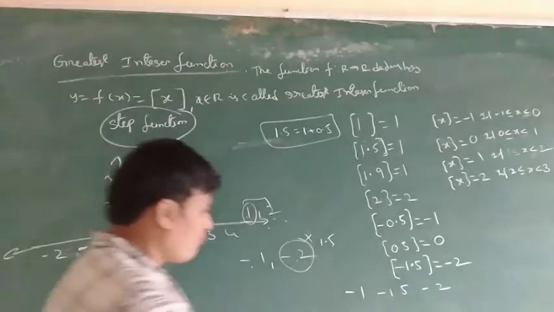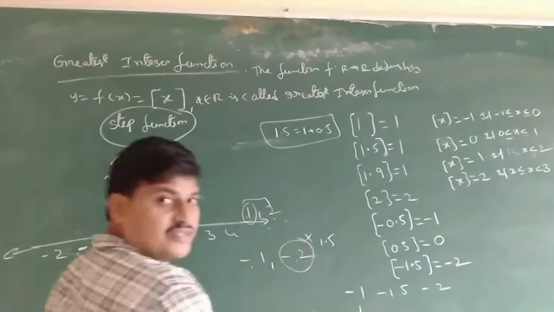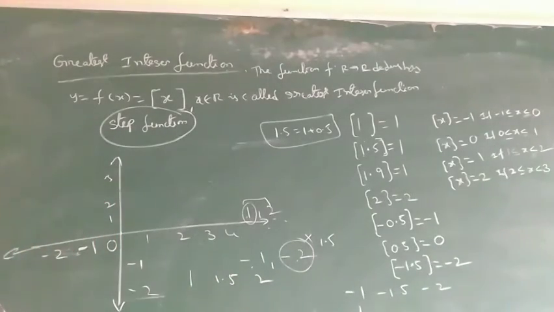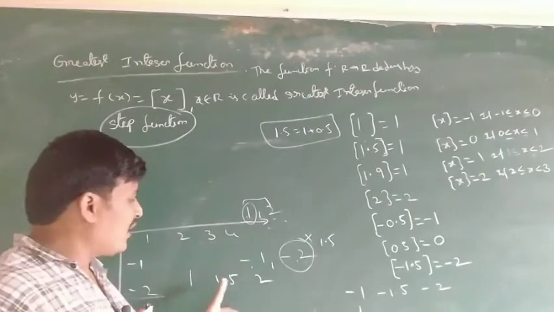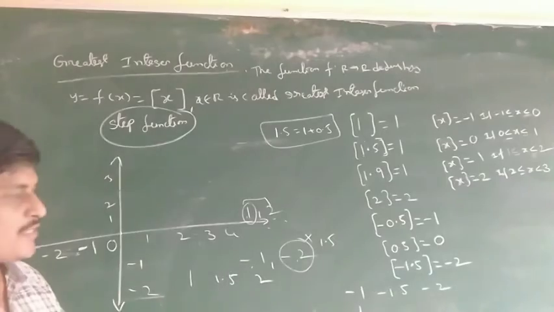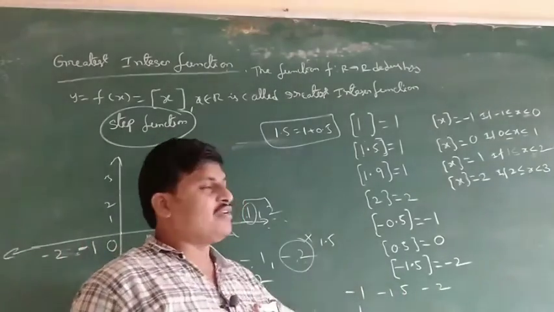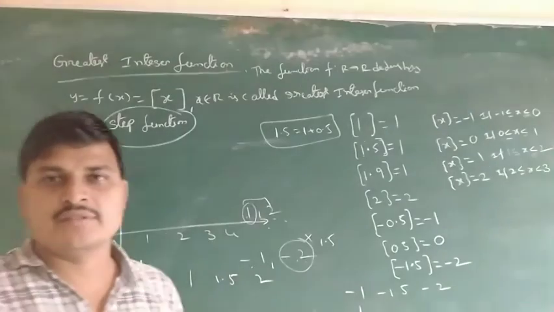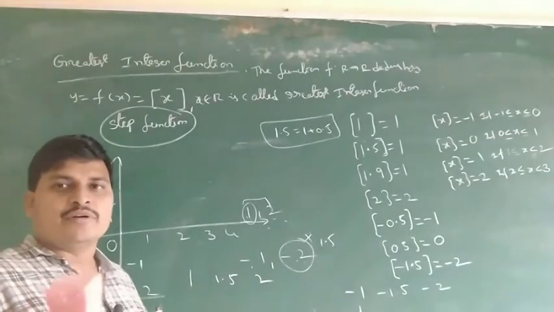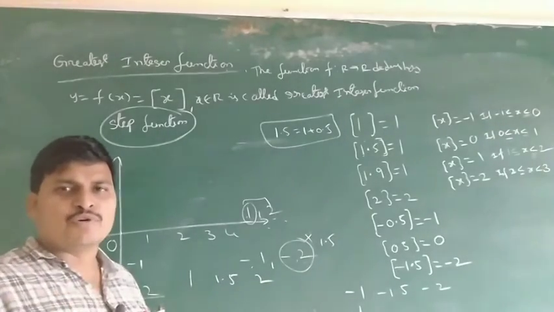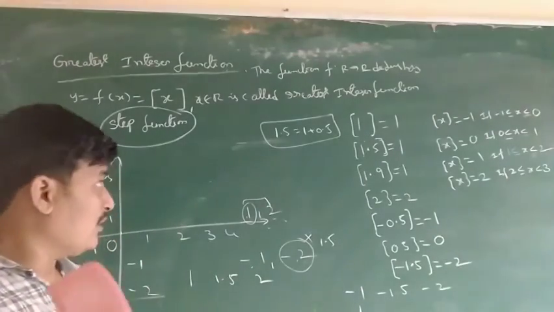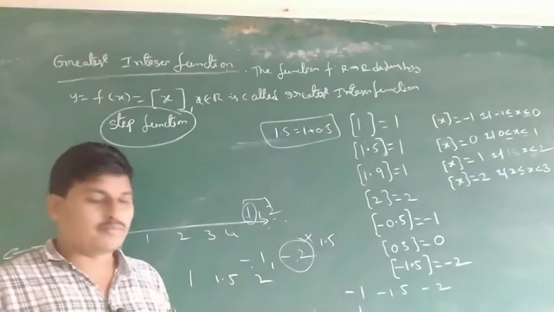In the same way, what is the smaller integer value of 1.5? 1 is the smaller value of 1.5. So here minus 2 is the smaller value of minus 1.5. This is the difference. Okay, once again, if you have any doubt, watch the video; we have listened so many times, one time, 2 times, 3 times.